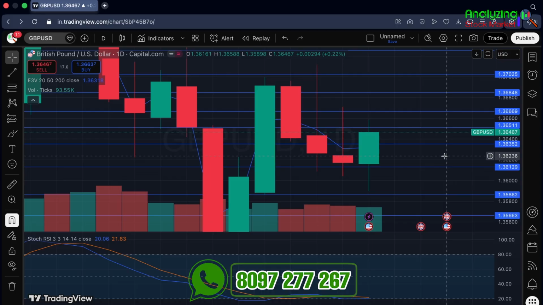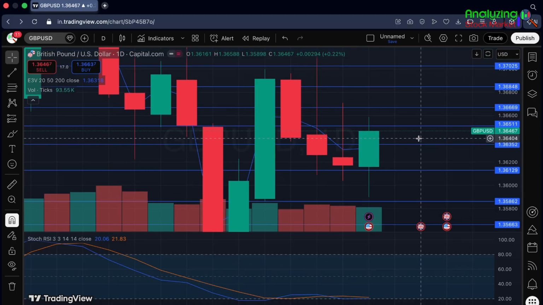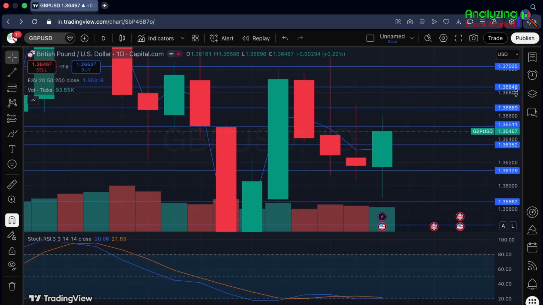Now let's talk about the closing first. If I talk about the important support and resistance zones, you can see they are already marked during the previous week analysis, so we don't need to mark any new levels. Let's straight away talk about the closing first.